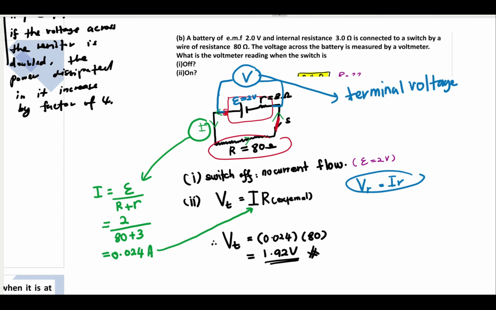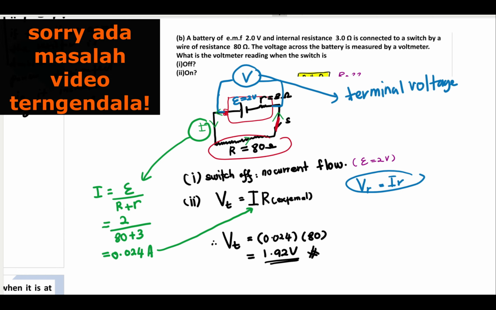The difference is that you have a battery, but you do not connect it to any external resistance or wire. Earlier we had a wire, which was given as 80 ohm resistance. So the voltmeter will read 2 volt, the value of the EMF. But when we switch on, look here. When we switch on, we must consider that there is an external resistance. So the current I flows here, and we have to calculate it in order to find the terminal voltage.